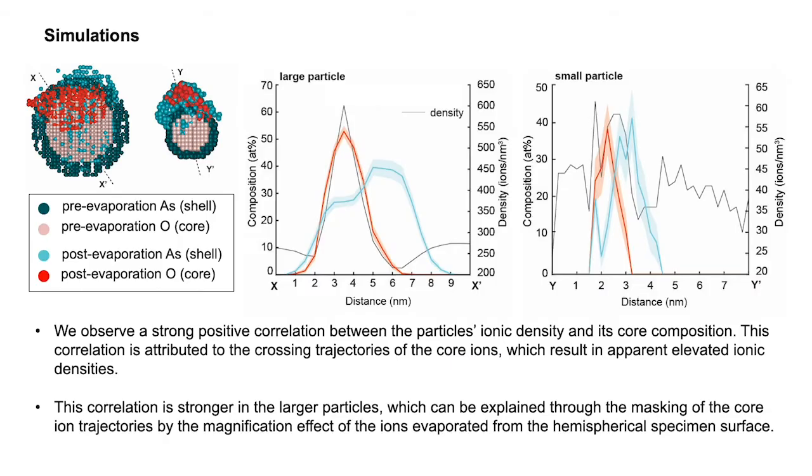Here we show composition profiles across the post-evaporation core shell particles, shown here by the lines X to X prime and Y to Y prime on the top left image. In both profiles, we observe a strong positive correlation between the particle's ionic density and its core composition. This correlation is attributed to the crossing of trajectories of the core ions, which result in apparent elevated ionic densities. This correlation is stronger in the larger particles, which can be explained through the masking of the core ion trajectories by the magnification effect of the ions evaporated from the hemispherical specimen surface.